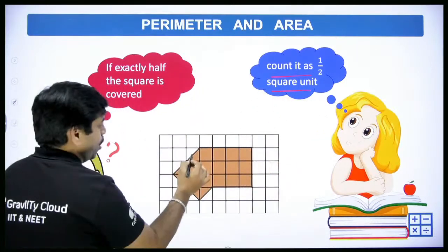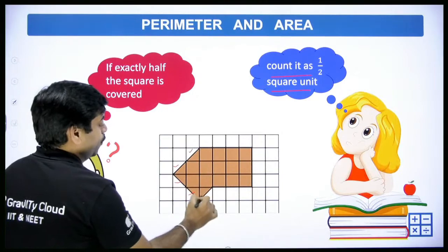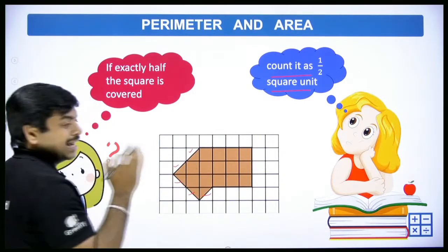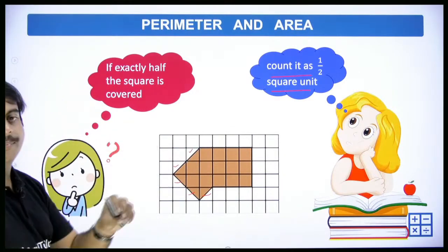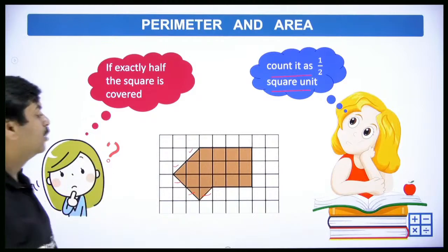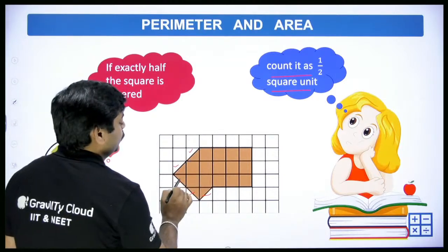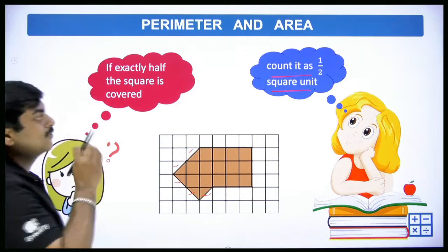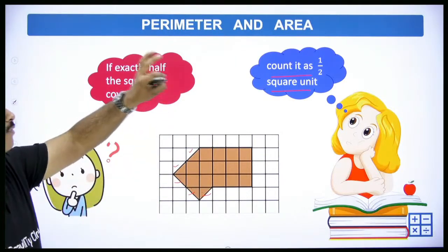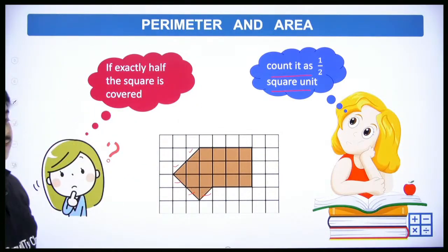So exactly the same thing, 1, 2, 3, 4, 5, all these are exactly half. You can see the diagram carefully. In that case, you can include half. 1, 2, 3, 4, 5. There are 5 half square units, correct?